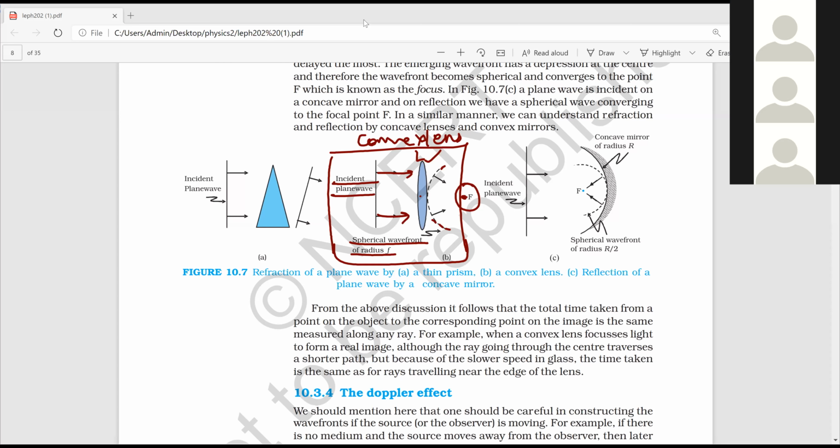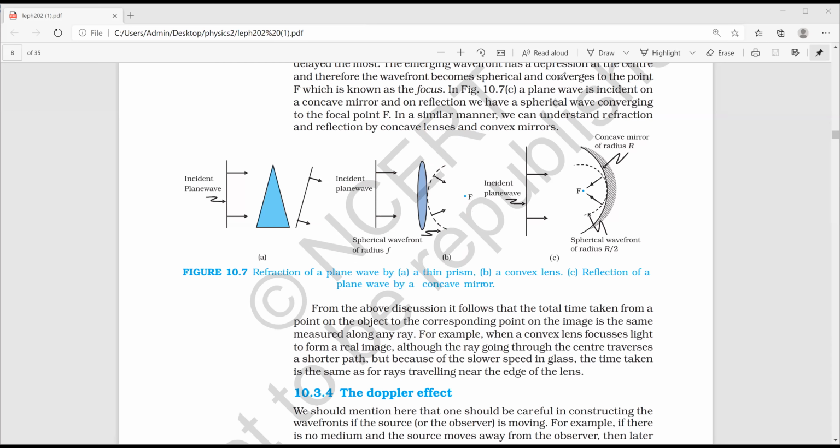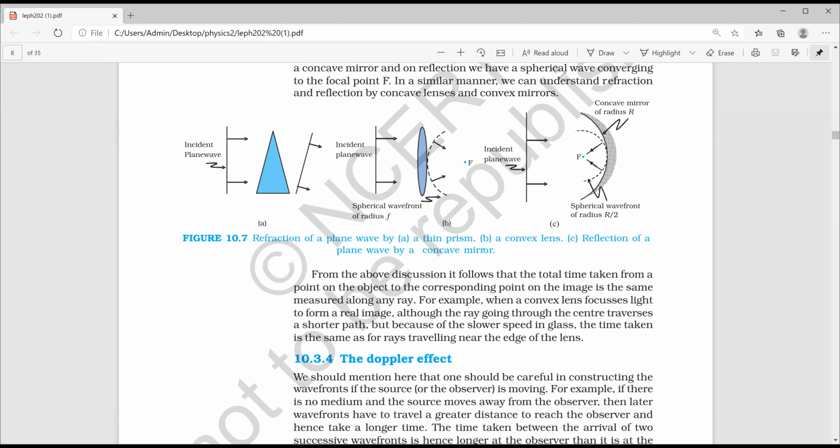So the diagram used for that is this one. We are discussing the third one. So the figure shows how the reflection of a plane wave takes place in the case of a concave mirror. This is the incident plane wave that is shown here, and this is the incident plane wave passing through this concave mirror. So all the reflected waves.